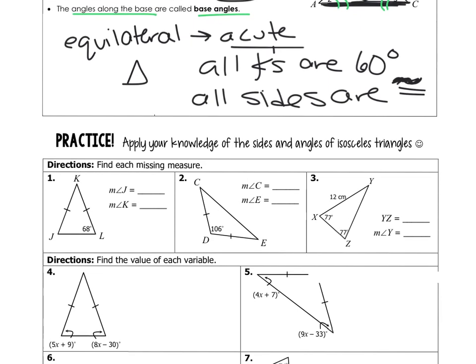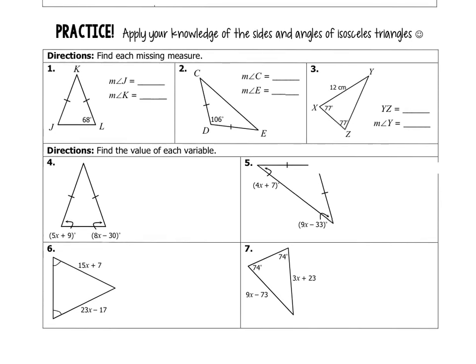Alrighty, guys, let's do some practice now. We're going to apply what we've just learned about sides and angles of isosceles triangles, and hopefully we get these right. So let's do question 1 together. This triangle is isosceles, because I can tell from the 2 tick marks on 2 of the sides, so I know that the base angles are going to be congruent. So if this angle is 68, then that means this one is 68. So the measure of angle J is 68 degrees.